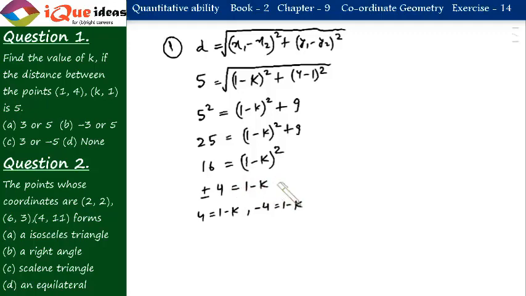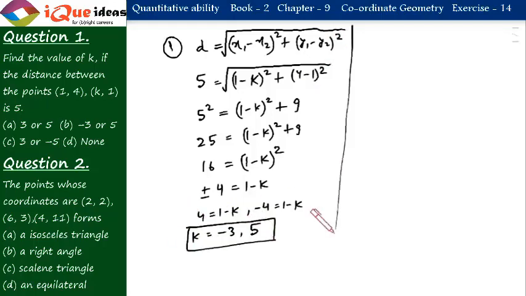So from the first one you get k equal to 1 minus 4, that is minus 3, and from the second one you get k equal to 1 plus 4, that is 5. So there are two possible values of k, minus 3 and 5. Okay, so the answer is B option. Alright, now let's take second question.